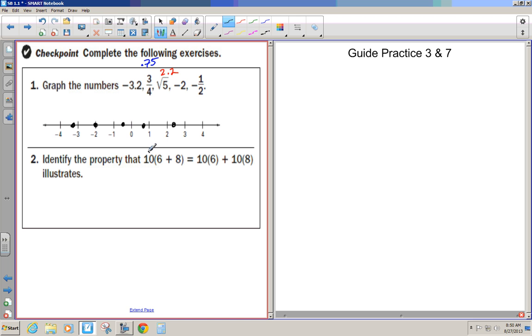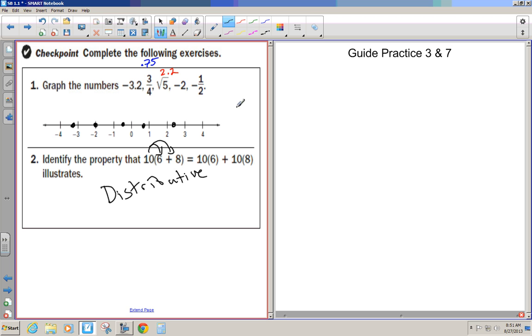All right. Let's identify this property here. Look what it did. It took this 10 and put it into the parentheses. There's multiplication and addition. This is the distributive property.